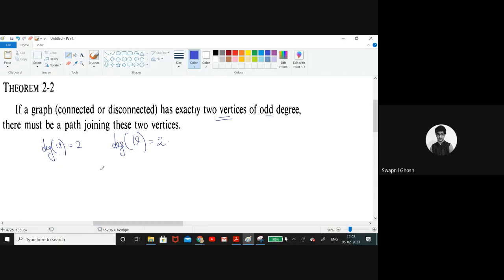Now say there are two vertices of odd degree, Vi and Vj. If there does not exist any path, then Vi and Vj will belong to two separate components. Choose any one component, and in that component there exists only one vertex of odd degree, which is not possible because there has to be an even number of vertices of odd degree. Very good.